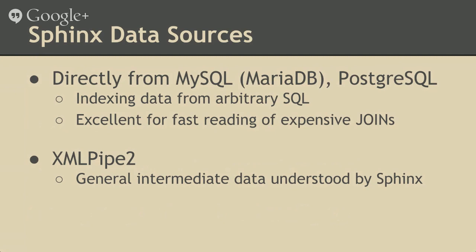The other data source is just a generic way to get generic data into the index. It's an XML format called XMLPipe2, and it's just if you have whatever data, you can build transformation scripts to take that data, output this XML format, and then the indexer can read in this data, and you've got whatever your arbitrary data is indexed.